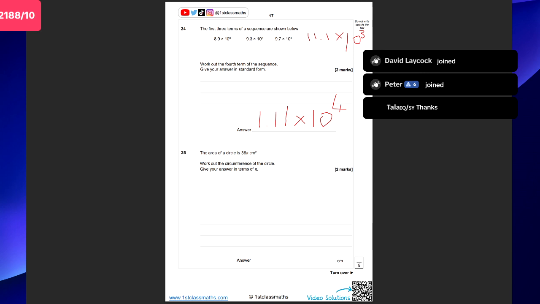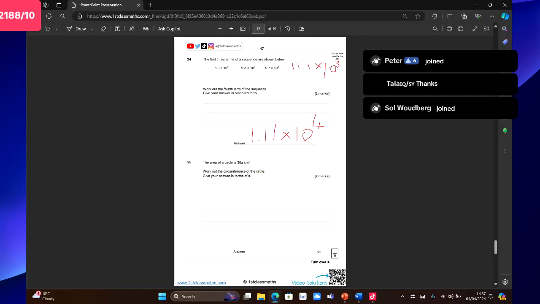Okay, question 25, sorry, guys. The area of a circle is 36 pi centimeters squared. Work out the circumference. So remember, the area of a circle is pi r squared.